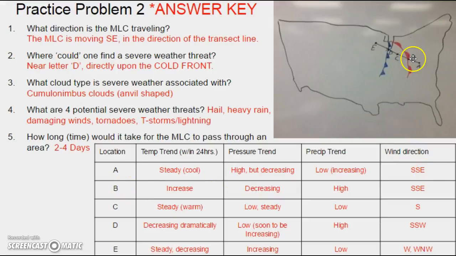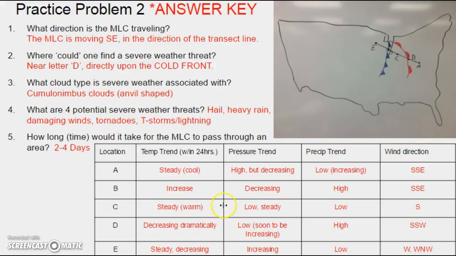Letter B. Letter B is on the warm front. Temperature trend is going to increase, right? As soon as this warm front rolls through, you'll be in the warm sector. Precipitation trend, this would be high chance of rain. It would just be a steady rain. And once again, your straight line in, deflected to the right. Once again, you can call it south-southeast. I would accept southeast here.